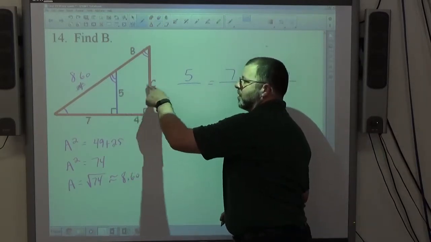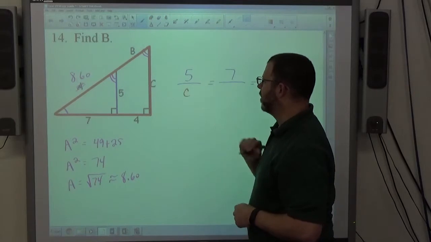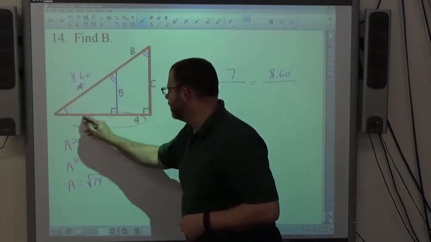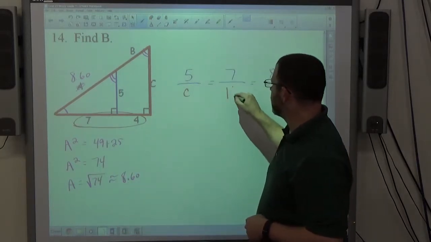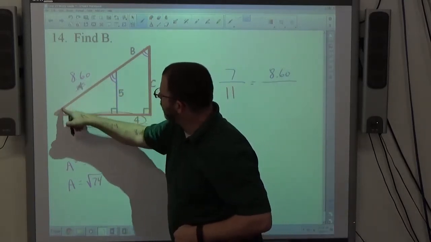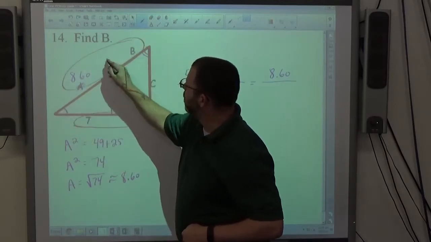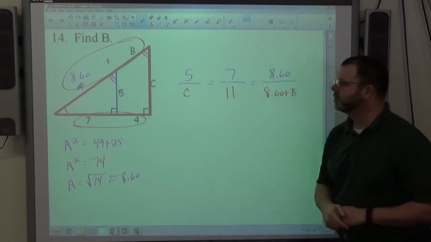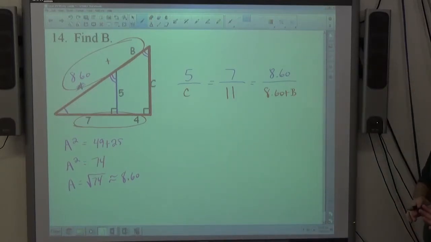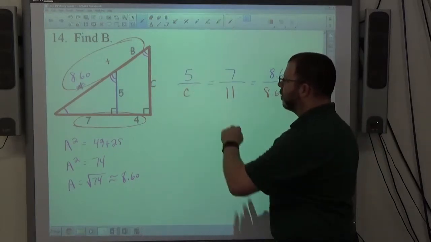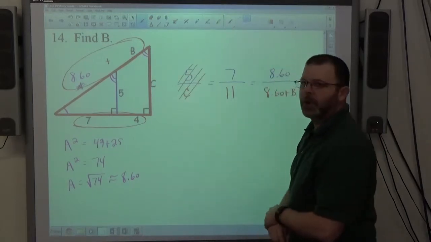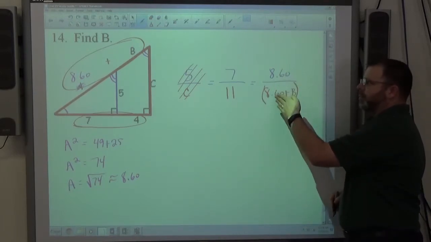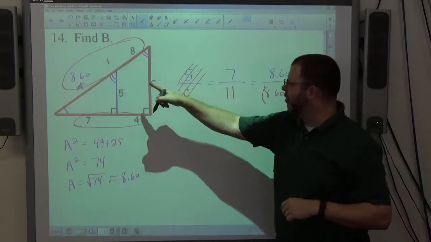So 5 and C both correspond to each other, so 5 and C go in the same fraction. 7 from the blue triangle and 11 from the red triangle correspond to each other. 8.60 from the blue triangle and 8.60 plus B match up from the red triangle. What I'm told to find is B, so this proportion over here is going to help me find what I'm trying to find. It has to be 8.6, so it can't be A, or then you have too many letters. So finding A first is important.